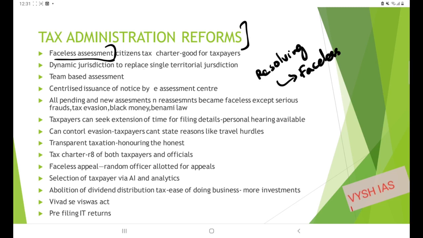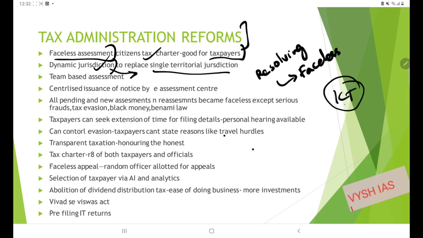Then you can term this a citizens tax charter, which is good for taxpayers because they are not getting humiliated as such. There is human treatment being offered. Then the jurisdiction, unlike the single territorial jurisdiction existing so far, we are moving to a dynamic jurisdiction which is incorporating the help of ICT also. So ICT is being used in improving the tax administration. Then team based assessment is done. So rather than a single officer, we are now including a team of officers to resolve these disputes.